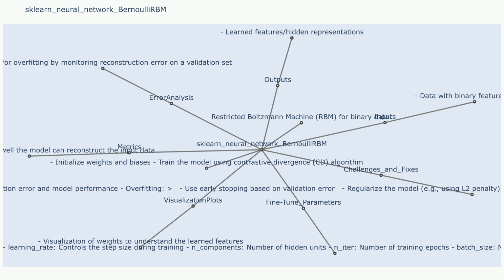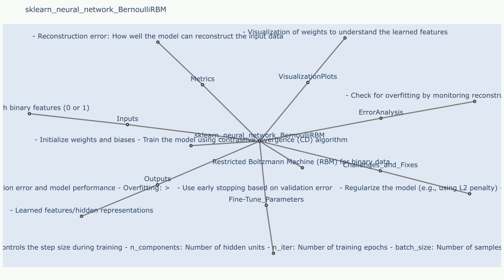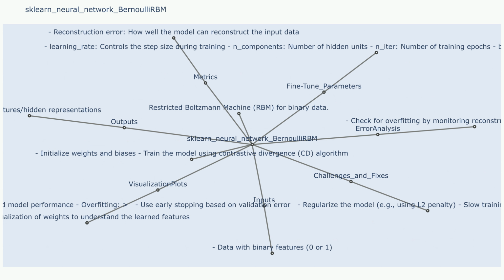Visualization plots. Hidden layer activations visualizes the hidden layer activations for different input data points. Reconstructed data visualizes the reconstructed data generated by the model. Fine-tune parameters. Learning rate controls the step size of the gradient descent algorithm. N components. The number of hidden units. Batch size. The number of data points used in each training iteration. Epochs. The number of training epochs.